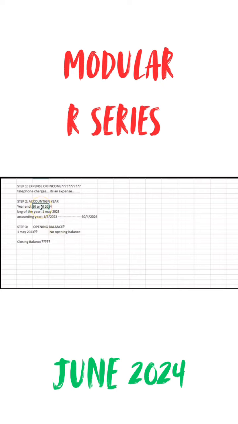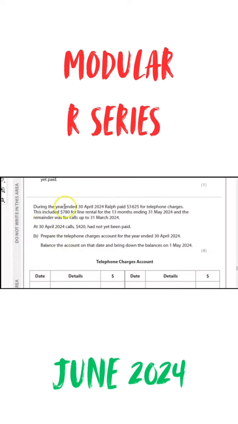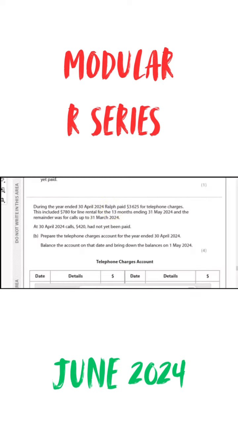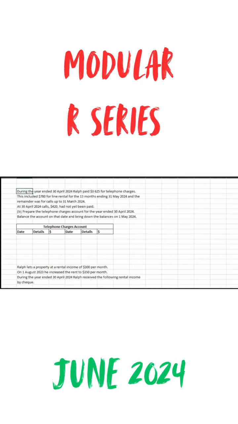So let's look at what happened on 30th April 2024. We can see in the question that they have paid $780 for 13 months, ending May 2024, and we also see that at the end of the year, $420 had not been paid yet. Let's account for this $420 first before dealing with $780, as the $420 is straightforward. If it's not paid, that means it belongs to the accounting year 1st May 2023 to 30 April 2024, but was not paid in that year, so Ralph owes this charge.